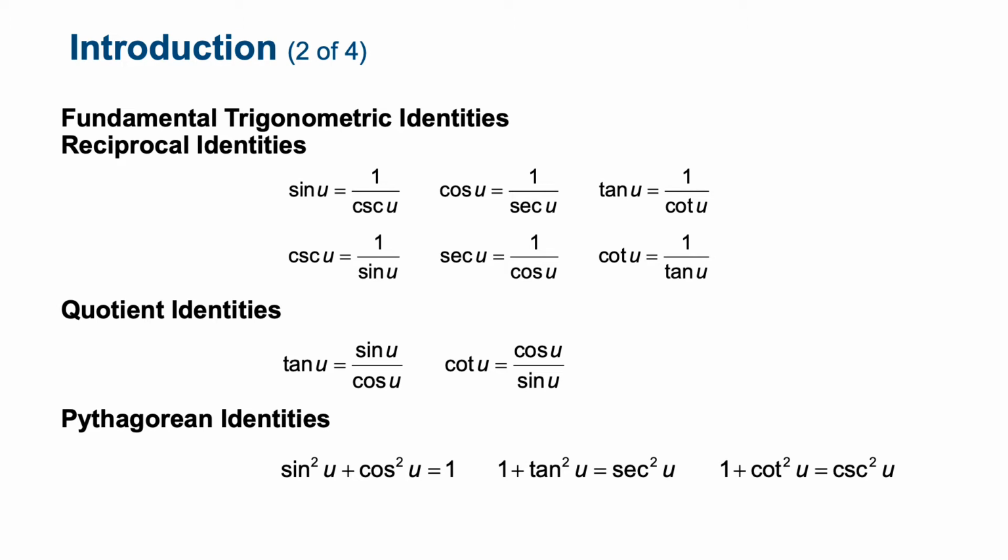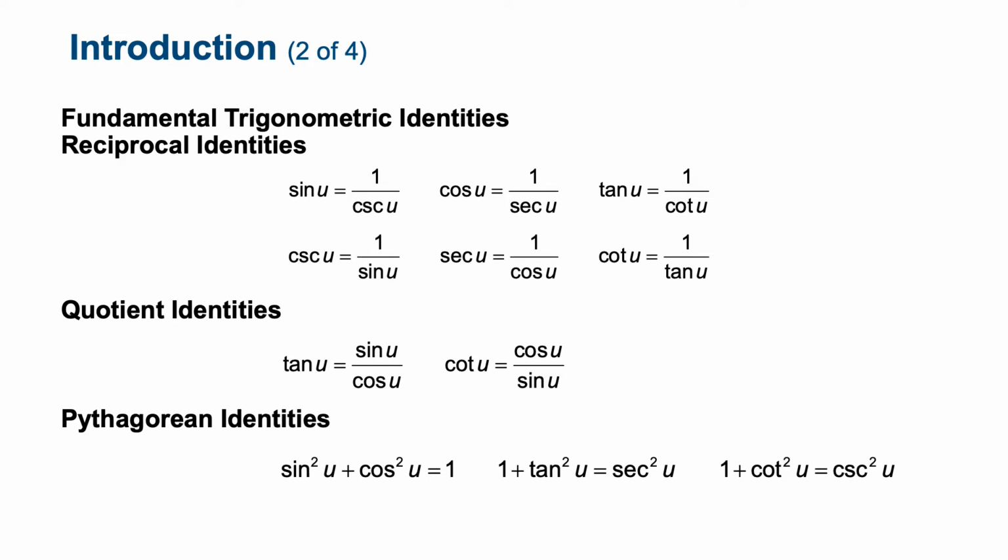So you have the reciprocal identities, which basically say that sine and cosecant are reciprocals of one another, cosine and secant are reciprocals of one another, and tangent and cotangent are reciprocals of one another. And then we have the quotient identities, which means that tangent can be written as sine over cosine, and cotangent can be written as cosine over sine.